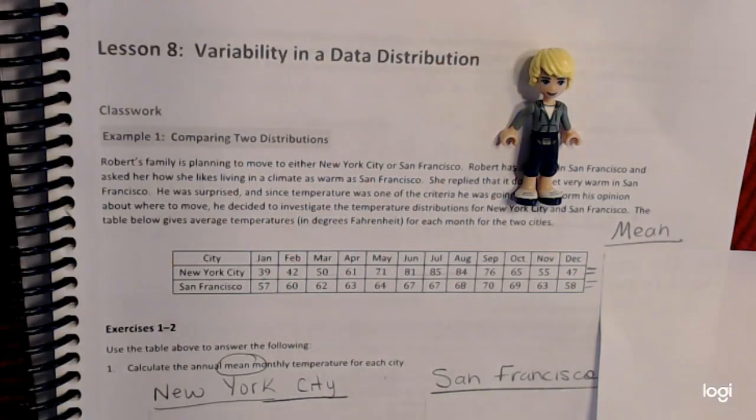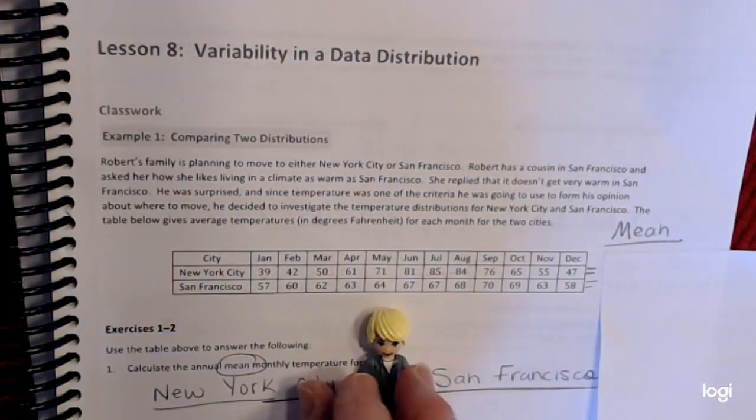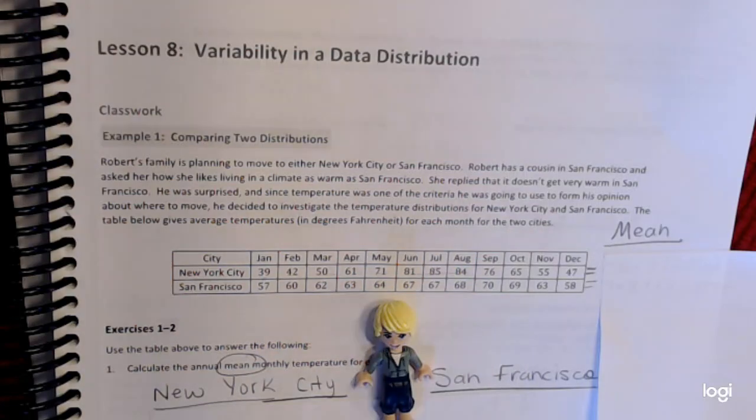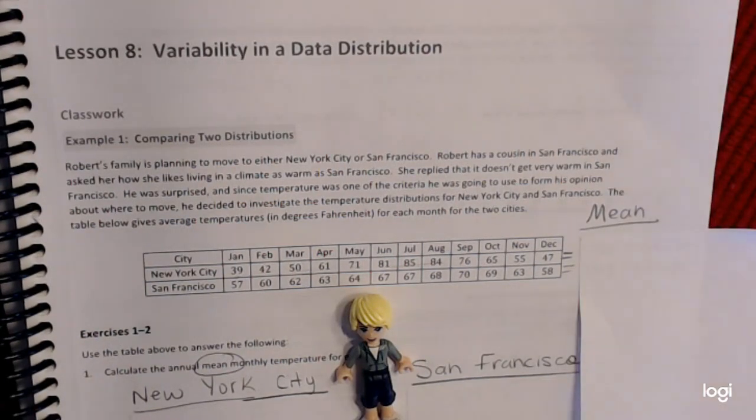Okay, so we're going to look at two cities today. We're going to look at New York City and San Francisco. And Robert's family is trying to decide where they should move. Obviously, we're talking about two different extremes in the United States. Robert's family is planning to move to either New York City or San Francisco.